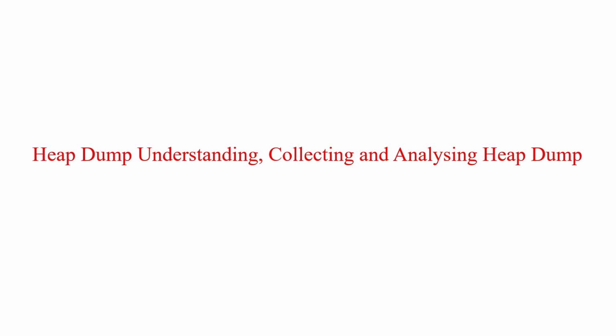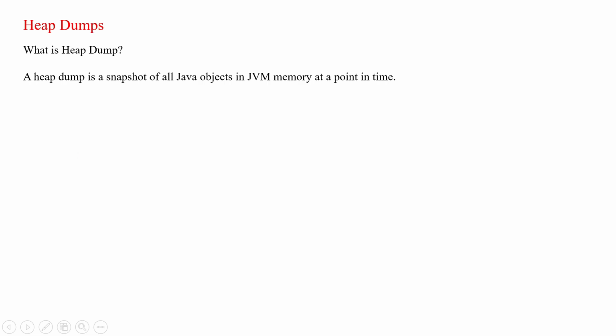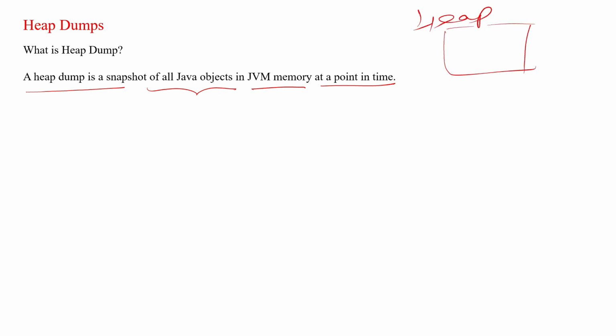Now let us first start with the introduction. What is heap dump? Let me enable pen. A heap dump is a snapshot of all Java objects in JVM memory at a point in time. So what we have learned about the heap dump, not about the heap dump, but about the heap. Heap is a small portion of your RAM, right?